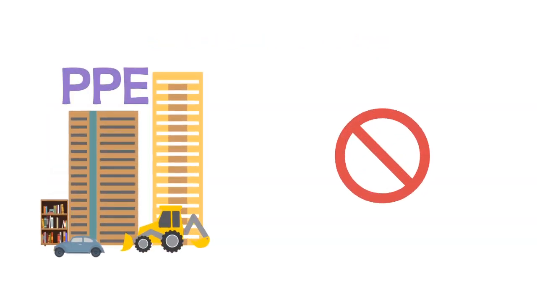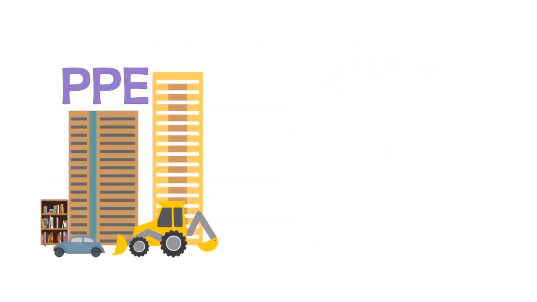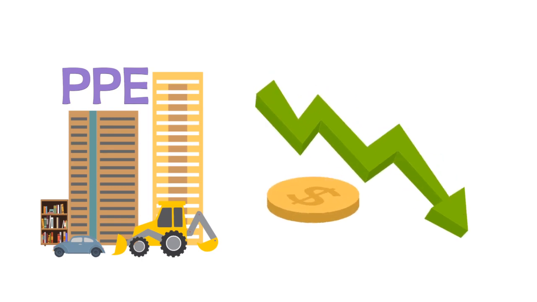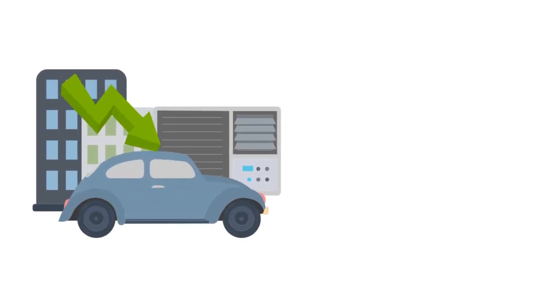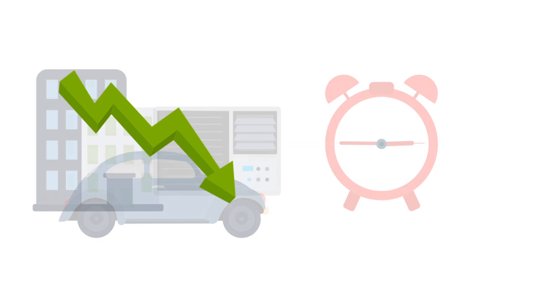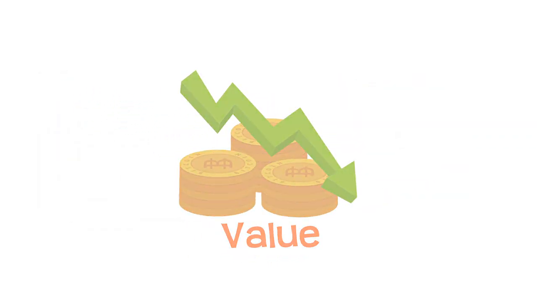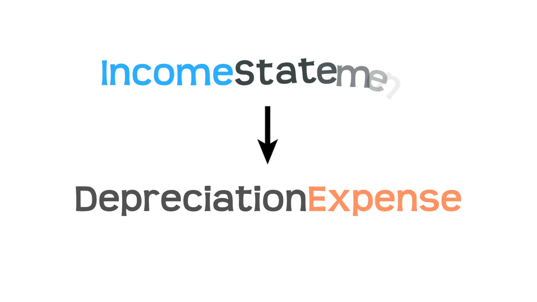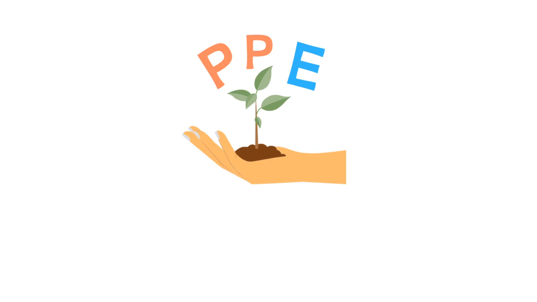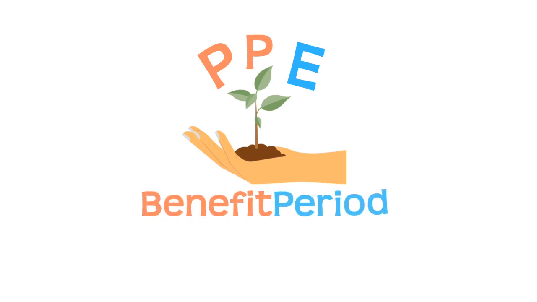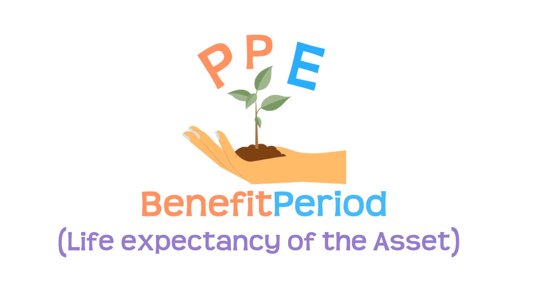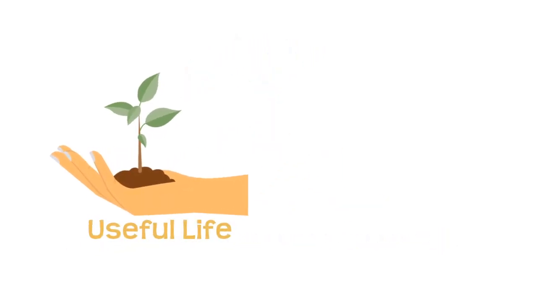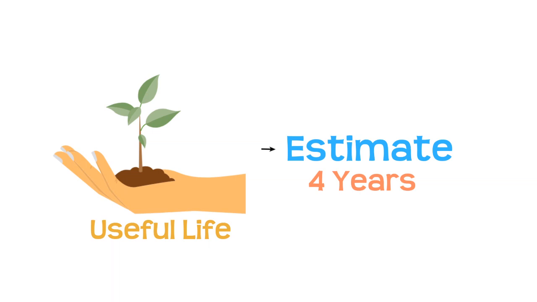All PPE, with a general exemption of land, eventually wear out or decline in value and usefulness. When PPEs wear out due to use and passage of time, the decline in value should be recorded as an expense in the income statement over the asset's useful life. The useful life of a PPE is also called the benefit period or life expectancy of the asset. The useful life is an estimate of when an asset is expected to function until it becomes unuseful.